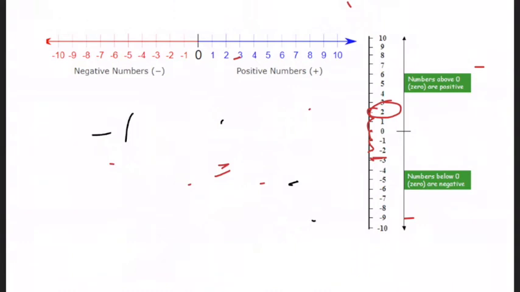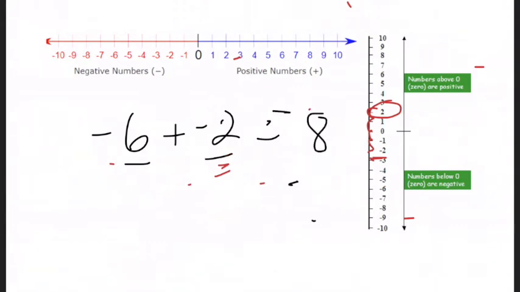So if I had negative 6 plus a negative 2, negative 6 and negative 2, you just add them. So I get 8, and then just take the negative sign.